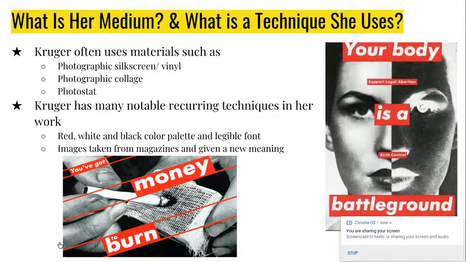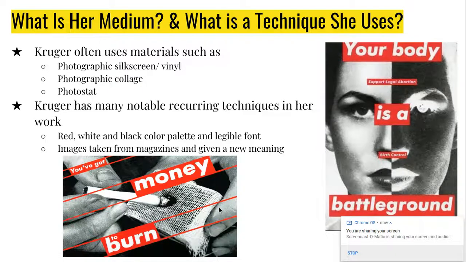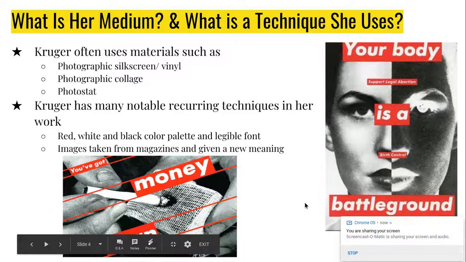What is her medium and what is a technique she uses? Kruger often uses materials such as photographic silkscreen and vinyl, photographic collage, and photostat, although she has always refused to be defined by one medium. She's printed her work on tote bags and billboards and created immersive videos since the early 1990s, working with multi-screen and architectural spaces because she says architecture is really her first love. Kruger has many notable recurring techniques in her work, such as a red, white, and black color palette and legible font, and images taken from magazines and given a new meaning.